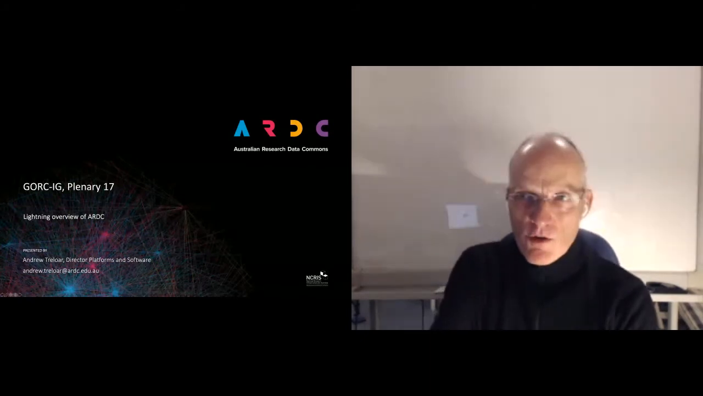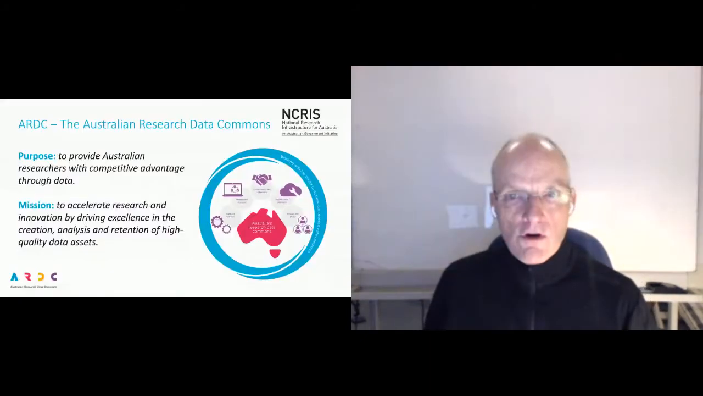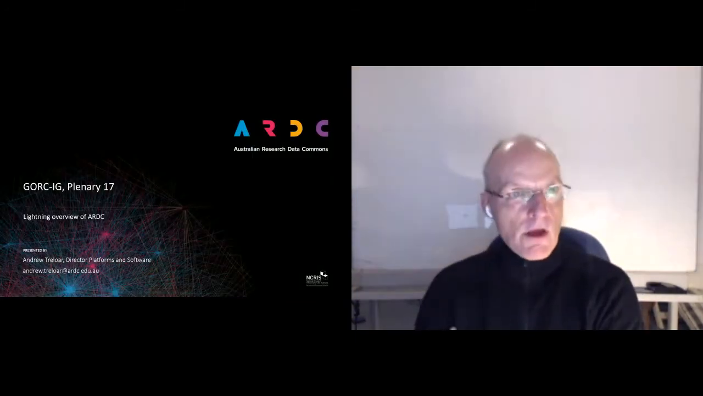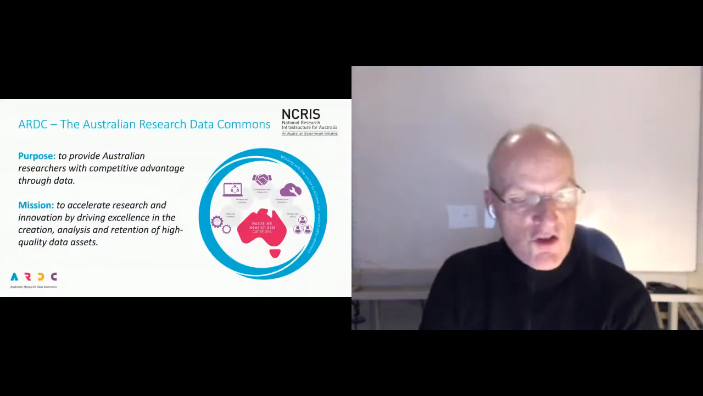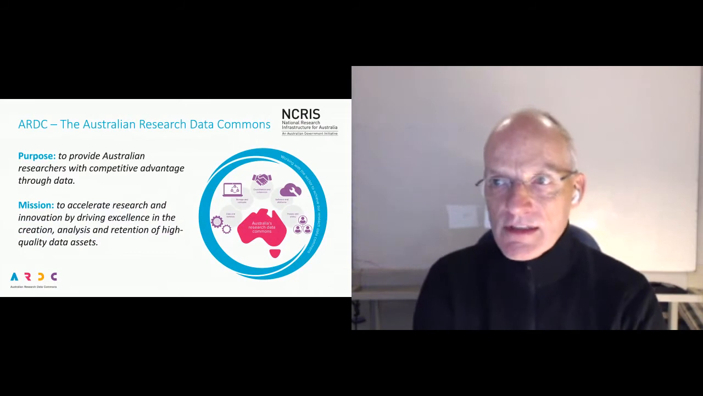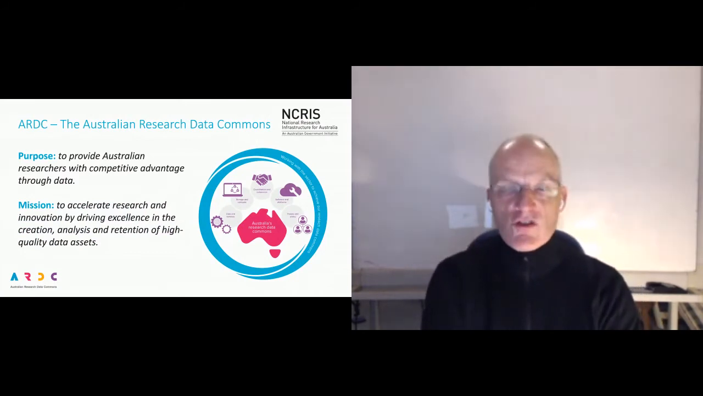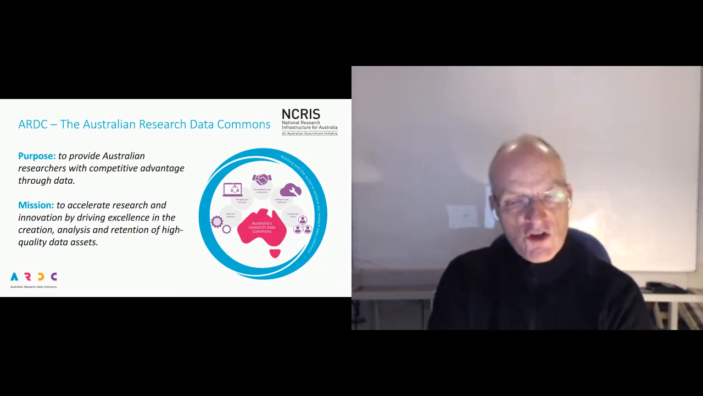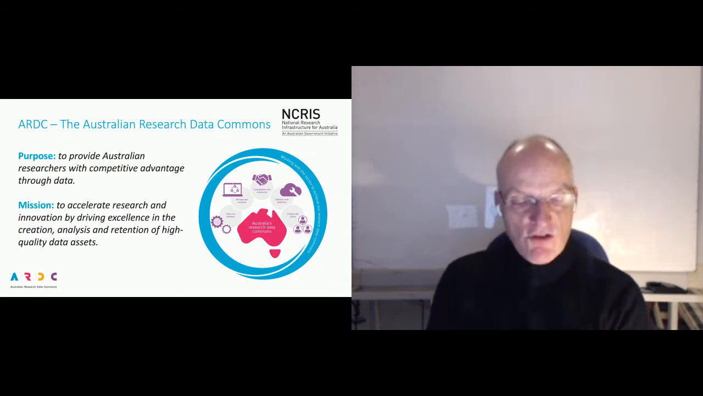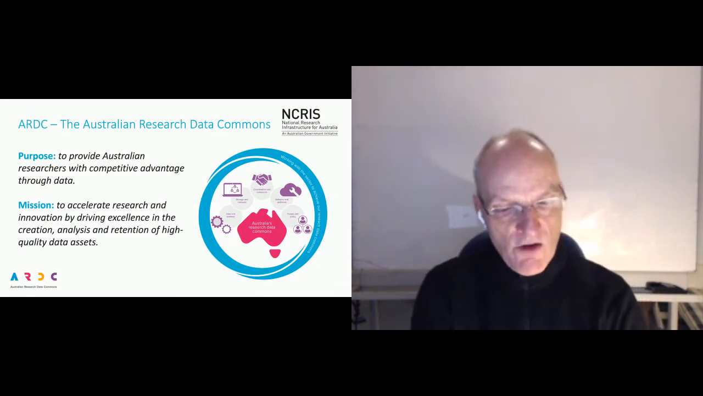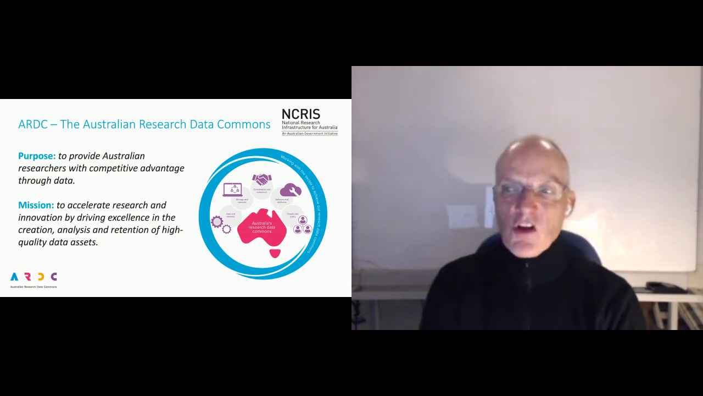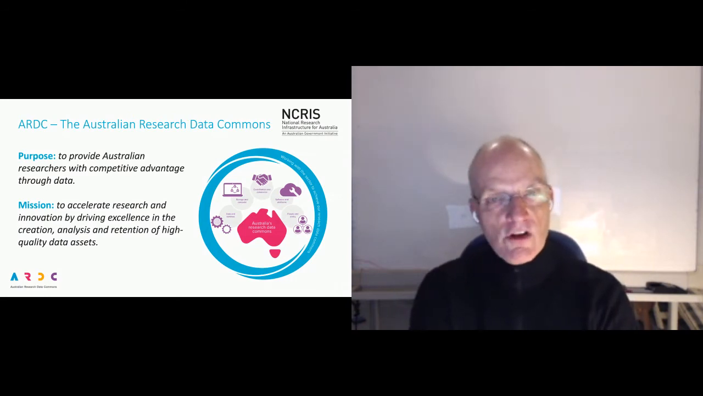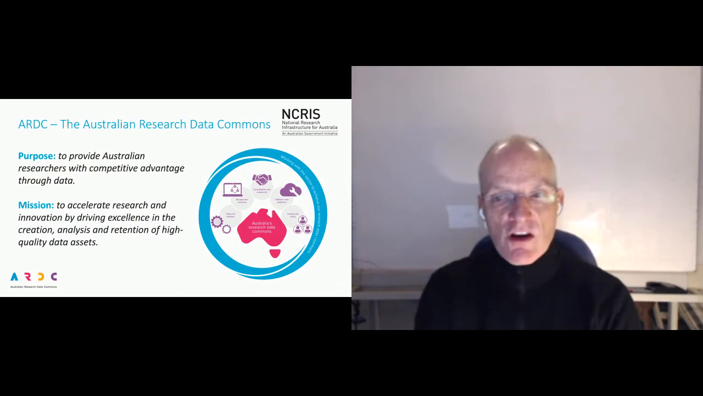So yes, thank you for the opportunity to give you an overview of the Australian Research Data Commons. We are part of a thing called the National Collaborative Research Infrastructure Strategy, NCRIS, which is a government funding program for research infrastructure, not just e-research infrastructure, but all kinds of infrastructure, that's been running for close to 15 years now. Some of you may have heard of the predecessor organizations for the Australian Research Data Commons.